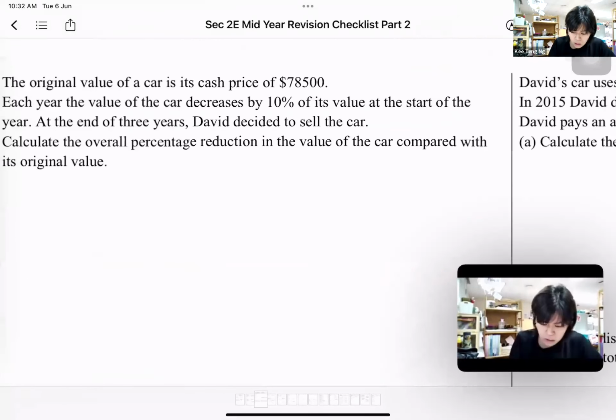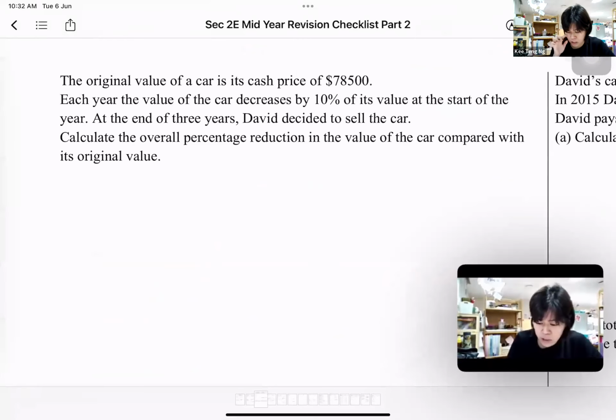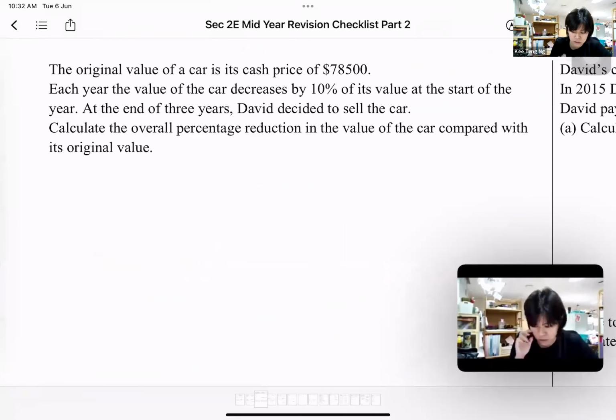Okay, next one. The original value of a cash price, and then every year it decreases, and so on. This kind of question you need to read very carefully. Does the base value stay the same, or does the base value change? When the base value stays the same, maybe you can calculate by a certain percentage. But if every year the base value changes, then the question is not that simple anymore. All right, so take a look.